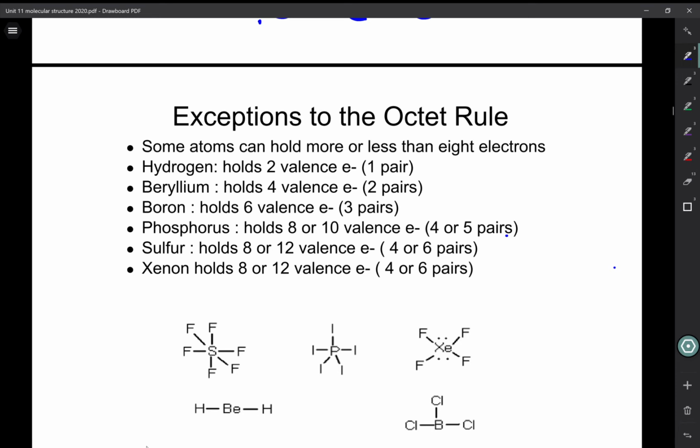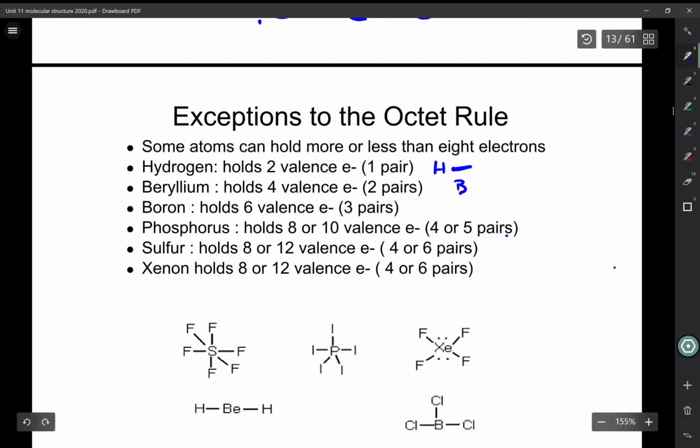First we have hydrogen. Now remember, hydrogen only has 1 valence electron. So it can only hold up to 2. It can pair up to another atom, and there you go. That's it. So hydrogen only has 1 bond.